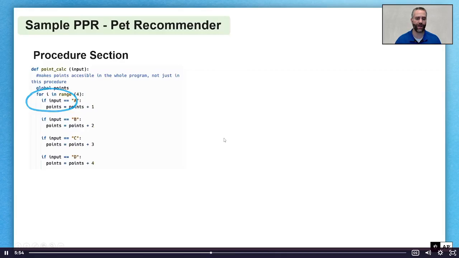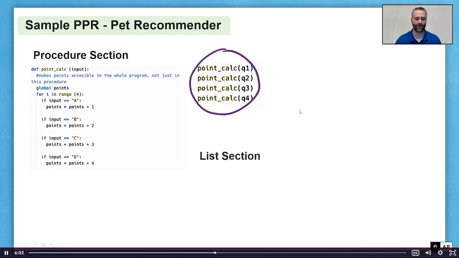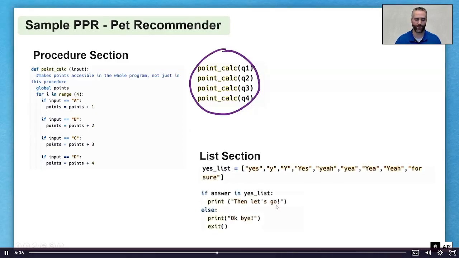Next, we want to make sure we have a call to the procedure. There are 4 calls that are highlighted here, and so that would meet those requirements. Next, we have the list section. Here's a list, and then you can see here is where the list is being used. If answer is in yes list, we're accessing all the elements of that list. So that's a sample PPR.